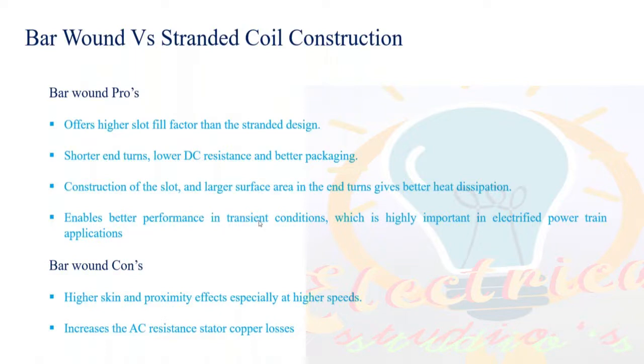Sudden acceleration. So suddenly you are giving a huge amount of current. Such demanding transient conditions are there in electric vehicles, and in that kind of conditions, bar windings have very good, better performance. But still, there are some negative points on the bar winding also. On the negative side, there are skin effects, we call it, like some losses when the motor is running at very high speeds. It's negligible, you can say.